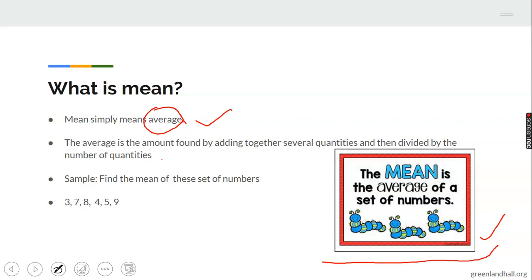Now we have a sample here. We find the mean of the set of numbers. These are the set of numbers we have here. We want to find the mean. Now, we have the numbers. Can you see them? 3, 7, 8, 4, 5, 9. Again, can you read that for me? 3, 7, 8, 4, 5, 9. Good. Those are the numbers.